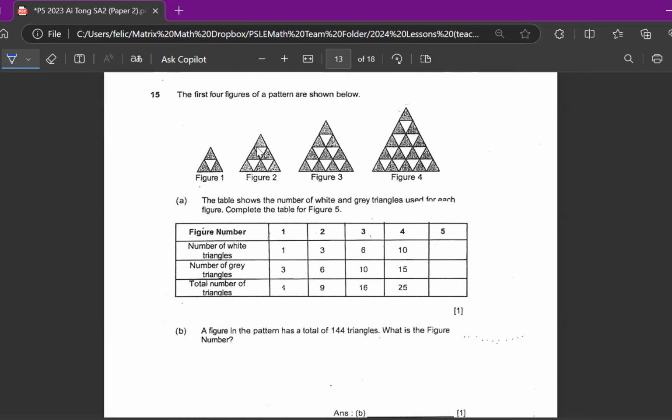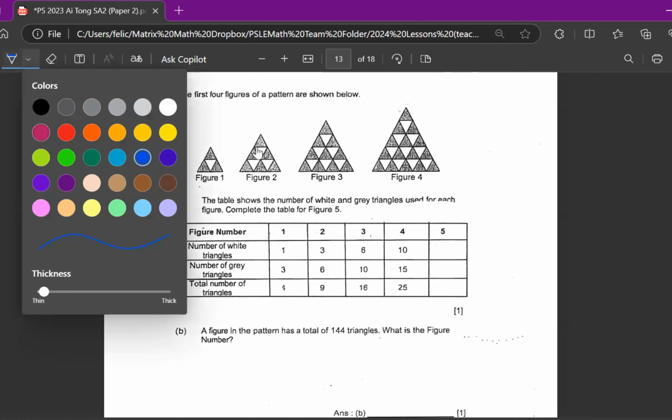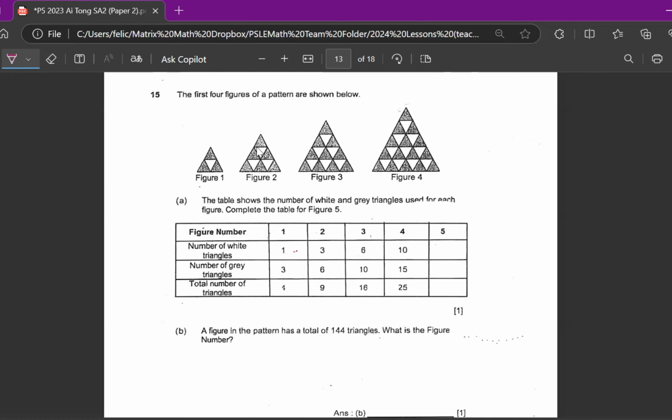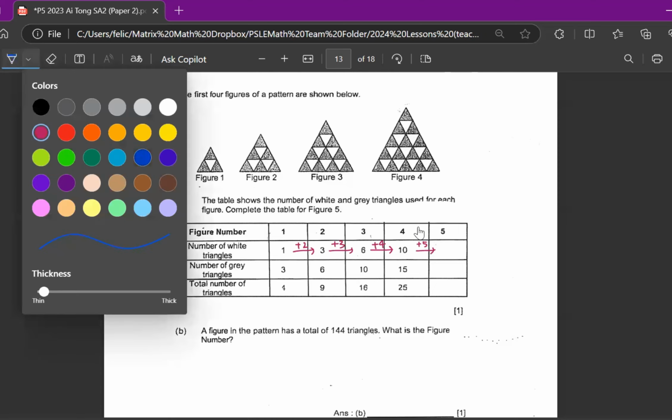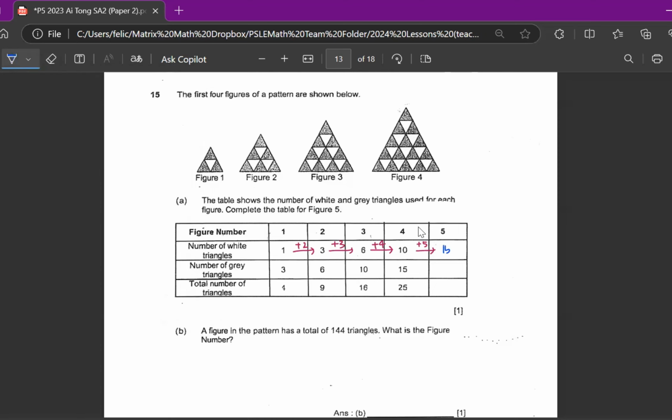All right, so how they increase is like this. This will be a +2, this becomes a +3, this is a +4. Actually, you can observe from the diagram also. You see, 1 is here, then plus another 2 to get this one. 1 plus 2 plus another 3. 1 plus 2 plus 3 plus another 4 below. So to get figure 5, we can obviously tell it's plus 2, plus 3, plus 4. Hence, this is a +5. So your answer here should be 15.